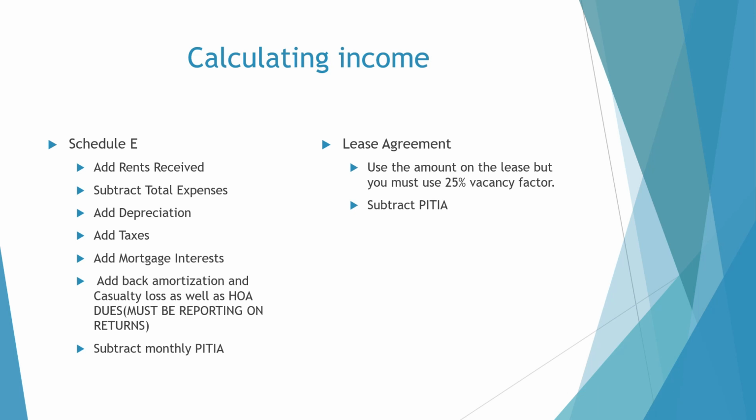If you are using the Schedule E income method to calculate income, which most of the time you're going to be using, you're going to add rents received from the Schedule E, subtract the total expenses, and we can add back depreciation, taxes, mortgage interest, amortization and casualty loss, as well as any HOA dues. But they have to be reported on the Schedule E. You cannot add back items that are not reported on the Schedule E. Then, after you add back everything, you will just subtract the monthly PITIA and you will get your monthly income.